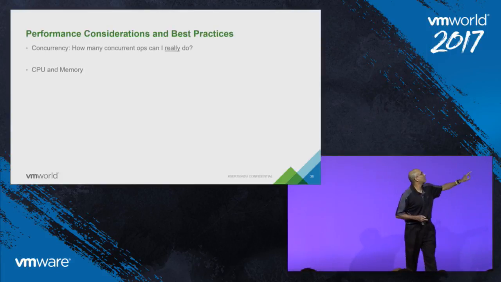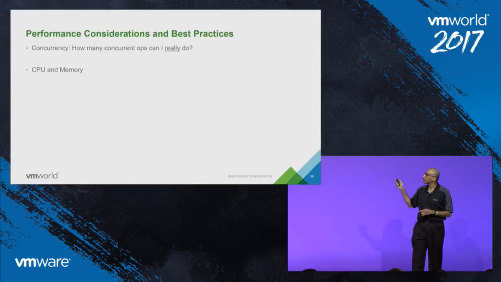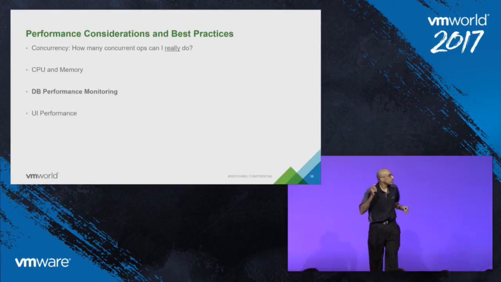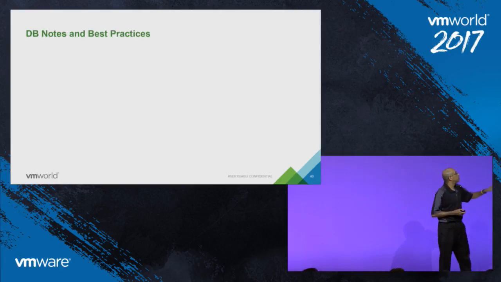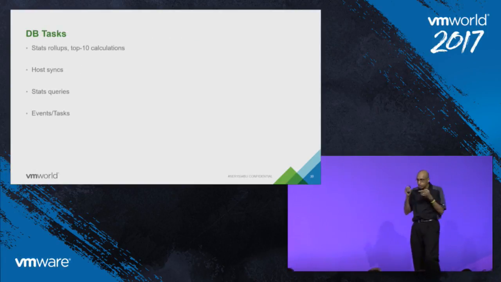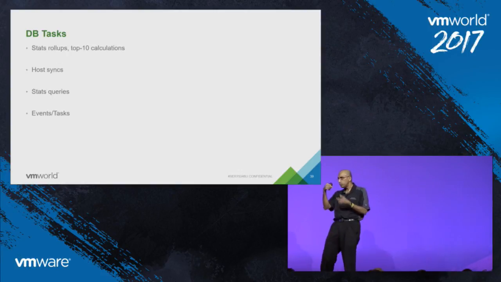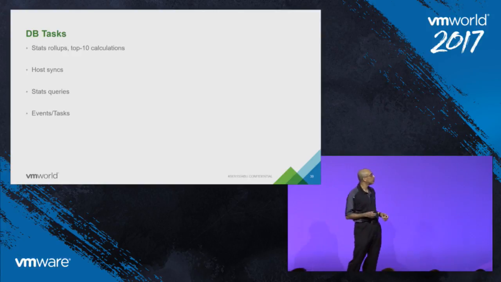Okay, so we've talked about CPU and memory. We've talked about concurrent operations. Now let's talk about the database, okay? So the database is responsible for a lot of stuff. It does rollups. It computes top N, so top 10 by CPU, memory, etc. It does those in scheduled jobs.